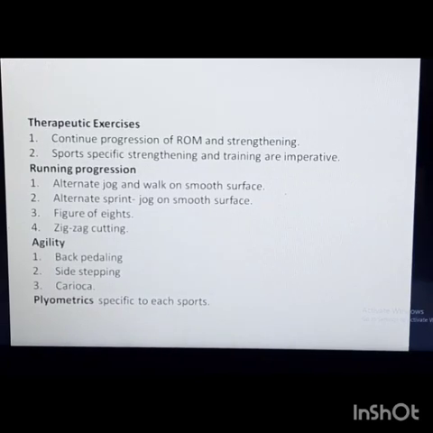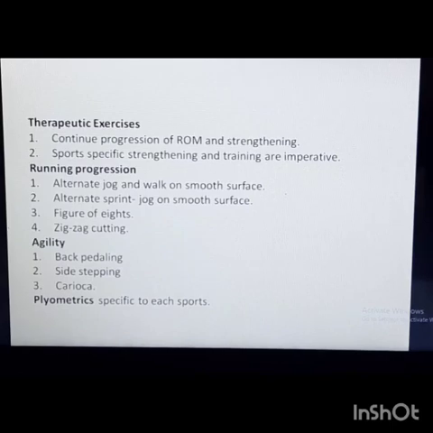Therapeutic exercises continue progression of range of motion and strengthening. Sport specific strengthening and training are imperative. Now you need to do more sport specific rehab, sport specific training. The usual one you did before in the initial phase, now you have to be a little more sport specific.